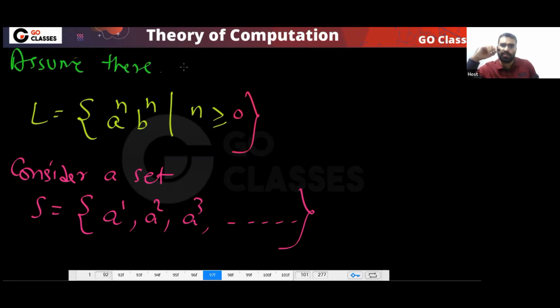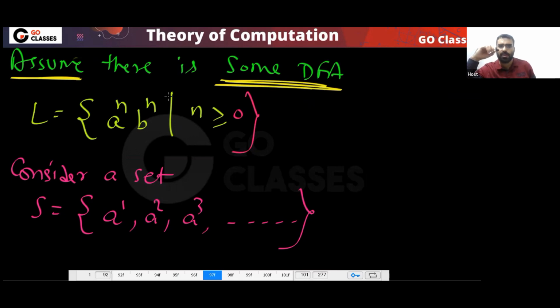Assume there is a DFA. There is some DFA, I don't know which DFA. Maybe it has 1 crore states, maybe 1 trillion, 10 trillion states. I don't know which DFA, but I am assuming there is just some DFA for L.